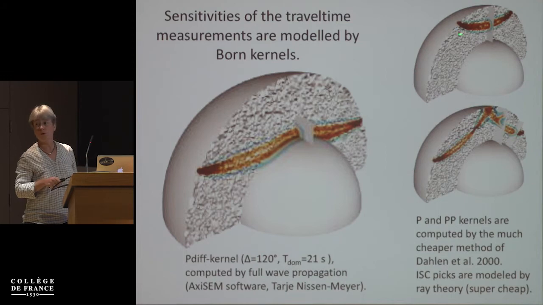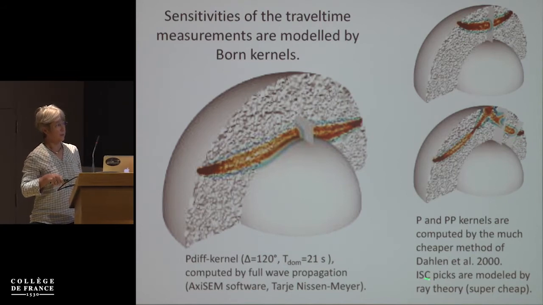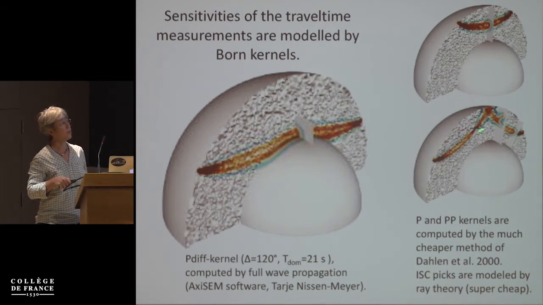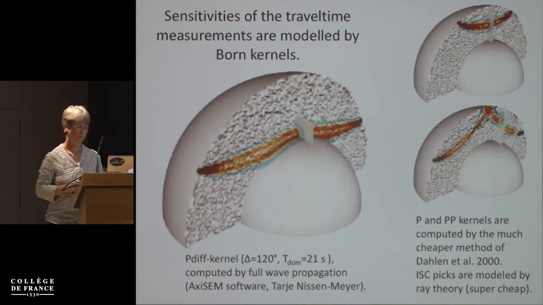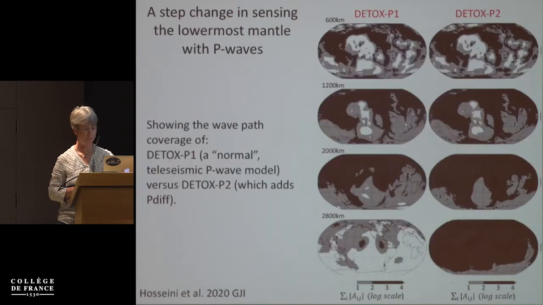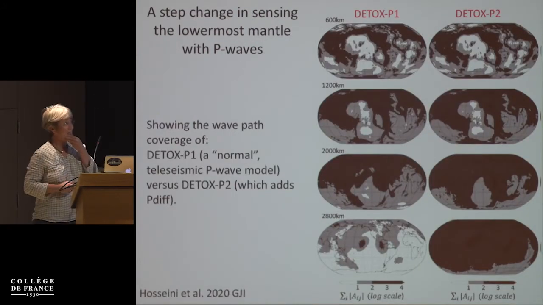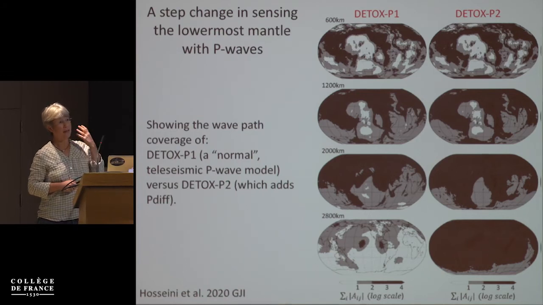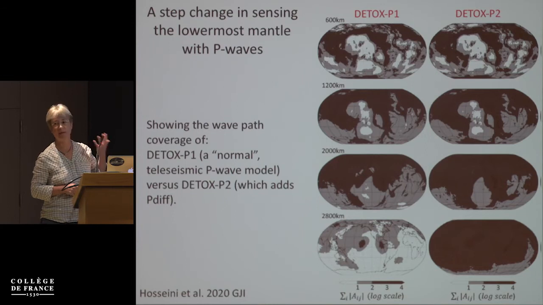We also include the teleseismic waves, and that is done with the method of Dahlen, which is much cheaper, and also PP waves, and ISC picks from the International Seismological Centre included as ray theory. And so you can see the difference that adding the P diff waves makes to the sampling of the mantle.